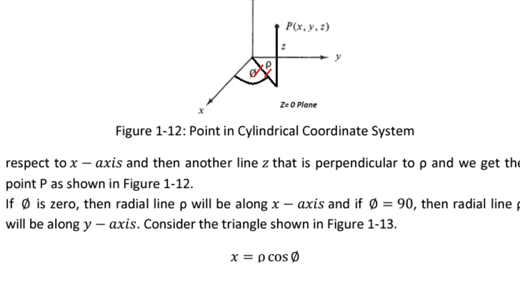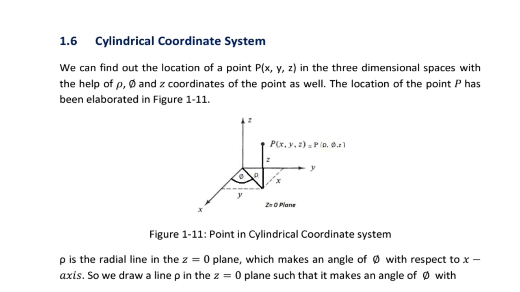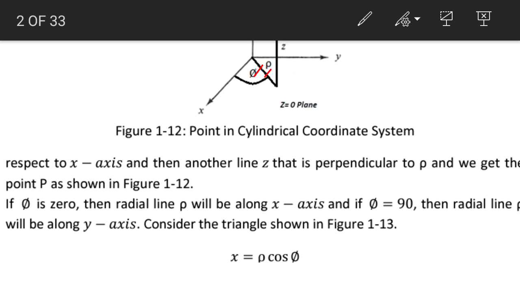Keep it in your mind that rho is the radial line which is in the z is equal to 0 plane, and this radial line rho makes an angle phi with respect to the x-axis. So you can find out the location of this radial line rho in the z is equal to 0 plane with the help of this angle phi. And then you can draw the second line which is parallel to the z-axis, and the length of this z coordinate will be equal to the z coordinate of the point under observation.